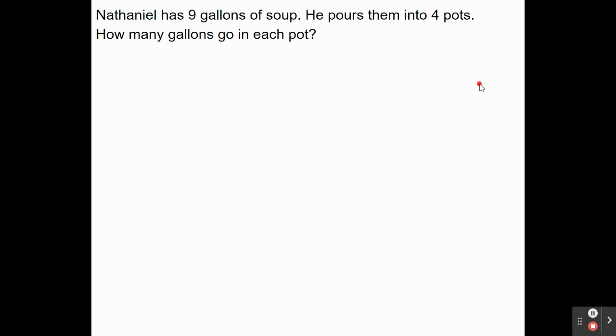Here we have Nathaniel has 9 gallons of soup. He pours them into 4 pots. How many gallons go in each pot? Let's start by writing the equation. We have a total of 9 gallons of soup split between 4 pots evenly, so we're going to divide 9 divided by 4. If we use the standard algorithm, we can place the 9 on the inside since that's our dividend, and a 4 on the outside since that's our divisor.